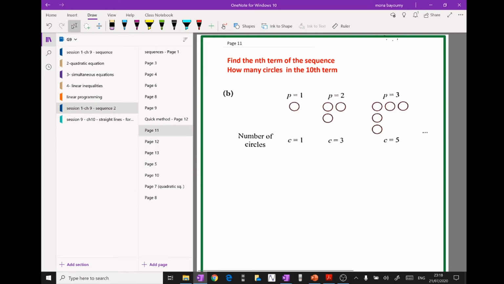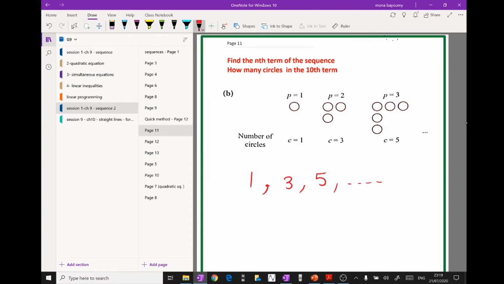Sometimes in our sequence we can find not numbers, but we can find patterns or objects. So here he gave us some circles and he put them in specific order and asked us to find the nth term and then find how many circles in the 10th term or in the 10th pattern. We will convert these circles or these patterns to numbers. How? By counting how many circles we have in each one. In the first one we have 1, second one we have 3, third one we have 5, and so on.